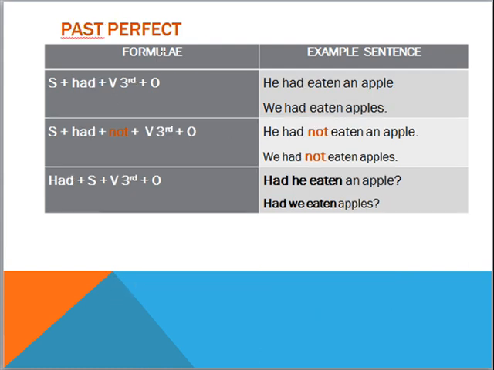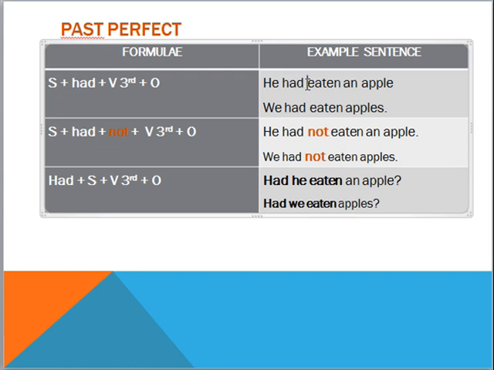Next to come is past perfect, and the formula for the past perfect is subject, had, verb third form and object. In negative, we put not after had, and in interrogative, we bring had in the beginning of the sentence. Similar formula is there, but in present perfect we have has or have. In past we have got all had. In all sentences we use had in past perfect.